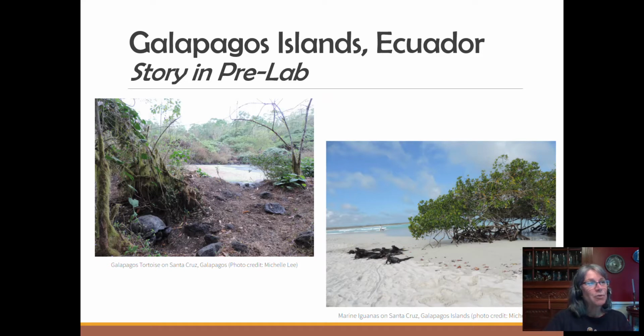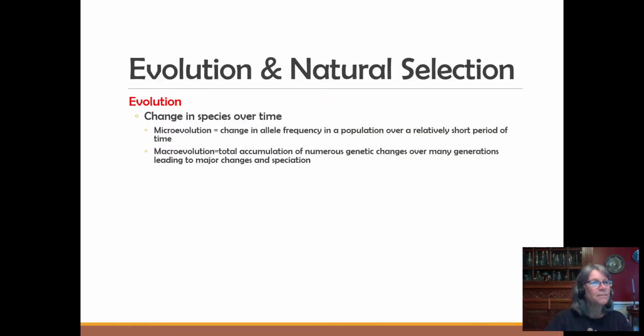You should be familiar with the story in the pre-lab about the Galapagos and Ecuador. So make sure you review that. We are going to just kind of go right into what the lab is here.